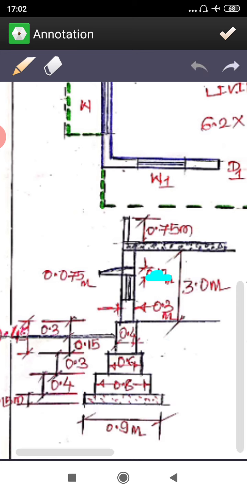It means that the width is going to be 0.9 meter, and the depth is 0.15 plus 0.3 plus 0.4 plus 0.15. It means that it is 1 meter. So depth is 1 meter and width is 0.9. This you have to take.